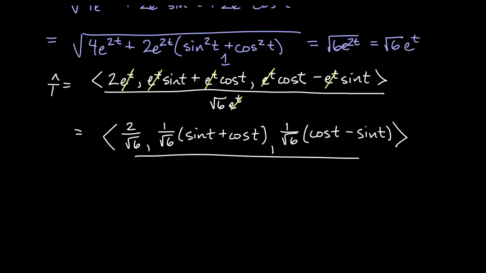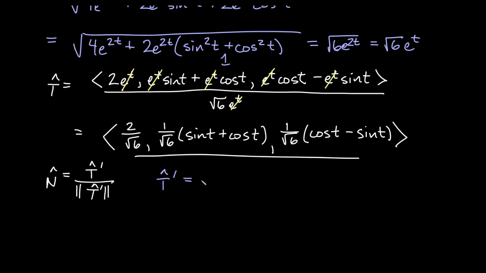And remember, our principal unit normal vector, our n hat, that's going to be our t hat prime divided by its own magnitude. Okay, so let's go ahead and figure out some things here. So we'll need t hat prime. So let's go ahead and do that. T hat prime. This may be not so bad with the exponentials gone now.